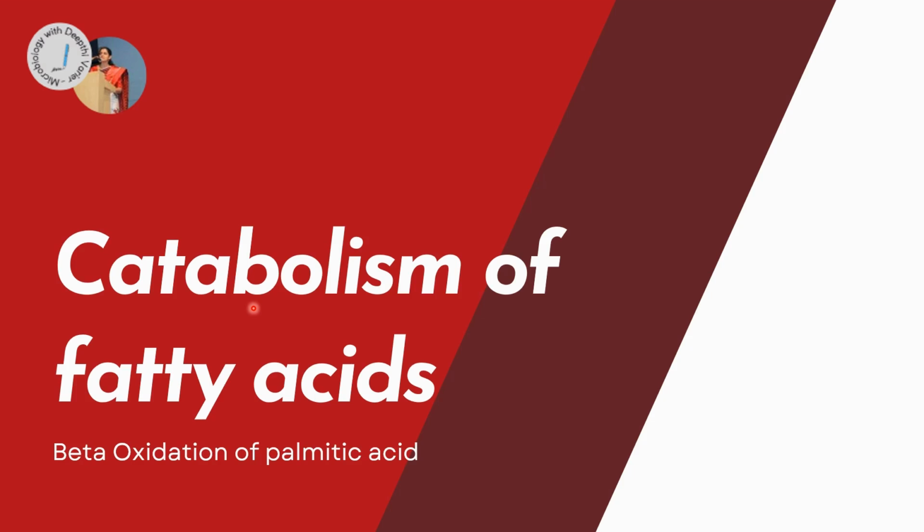So this video is going to focus on how fatty acids are broken down in a cell, and one of the major pathways of this breakdown, which is beta oxidation in a fatty acid, which is again a major component of cells, which is palmitic acid. So we'll be focusing more on the beta oxidation of palmitic acid, but initially we'll also talk about the other oxidation pathways or the other catabolic pathways that are seen in a cell.